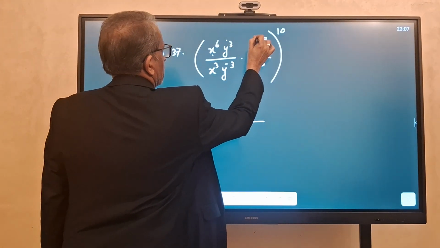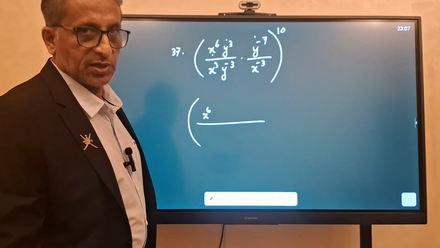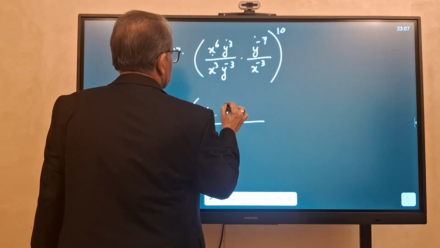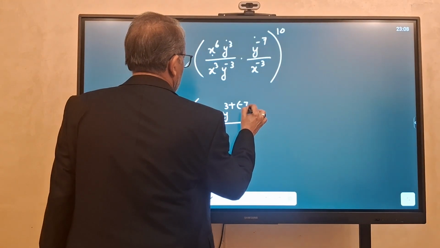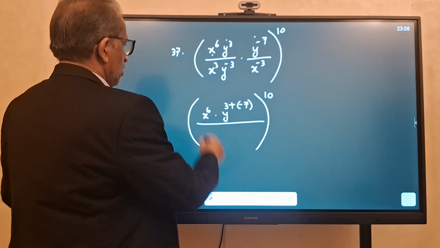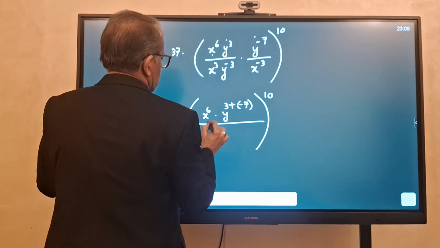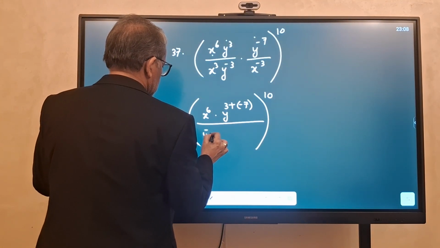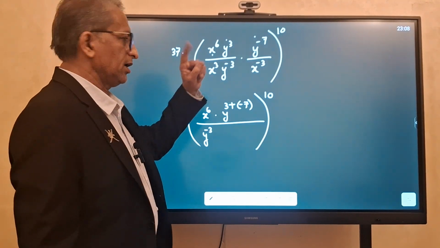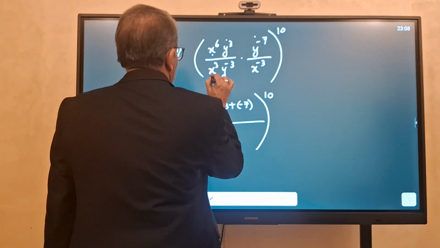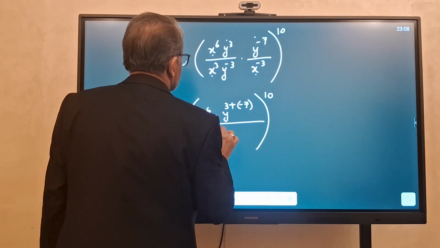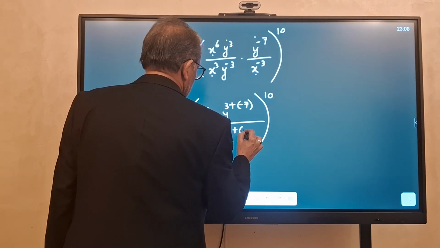Next, this and this index numbers are the same because the bases are the same. Therefore I can add the powers. So what is the power of y? It is 3 plus minus 7. Power 10, no change. Now look at the down. We have this number, y power minus 3. I will not do anything because it is a single index number with the same base y. But here and here are the same base. Therefore, I can combine x power 3 plus minus 3.